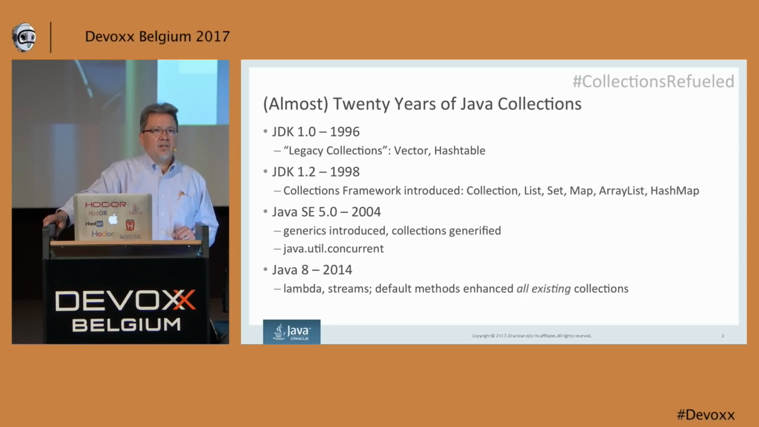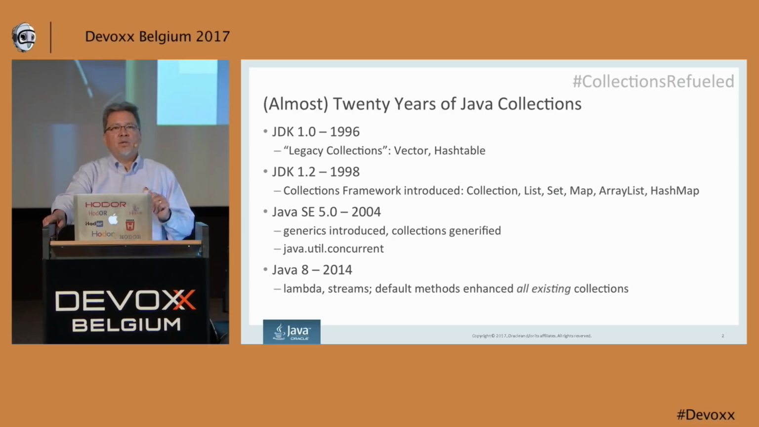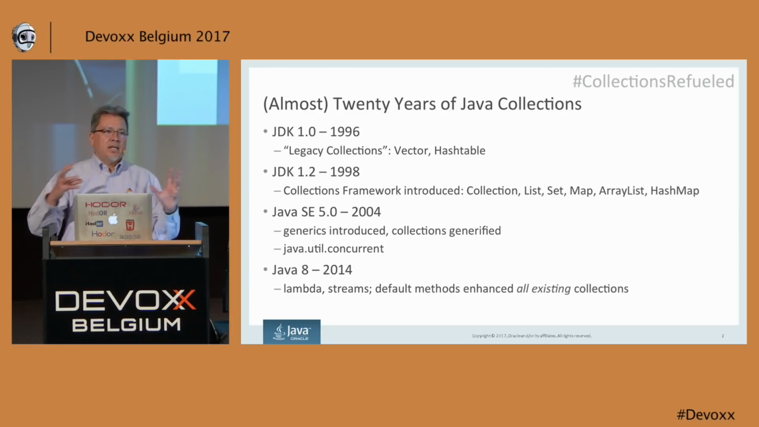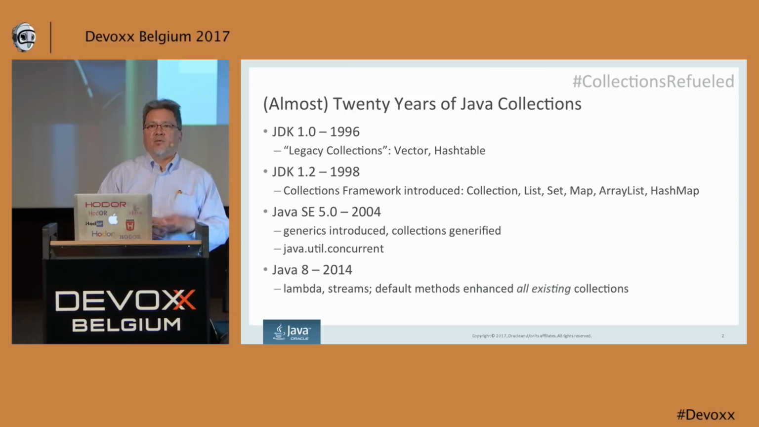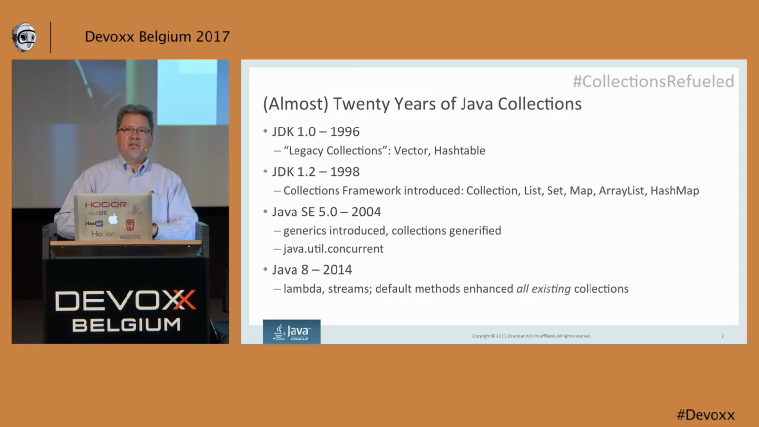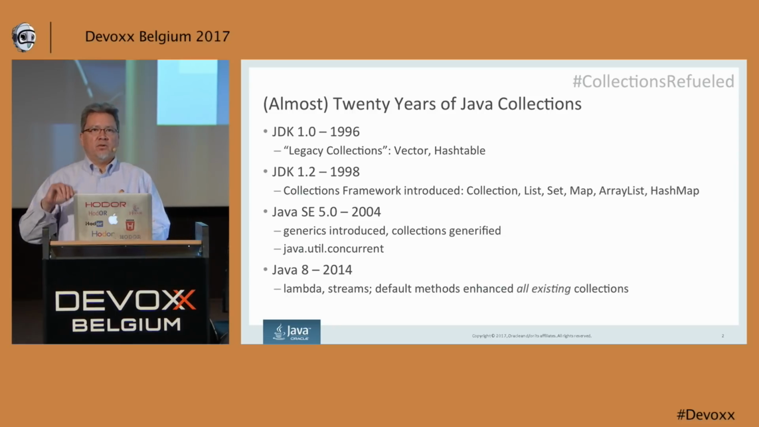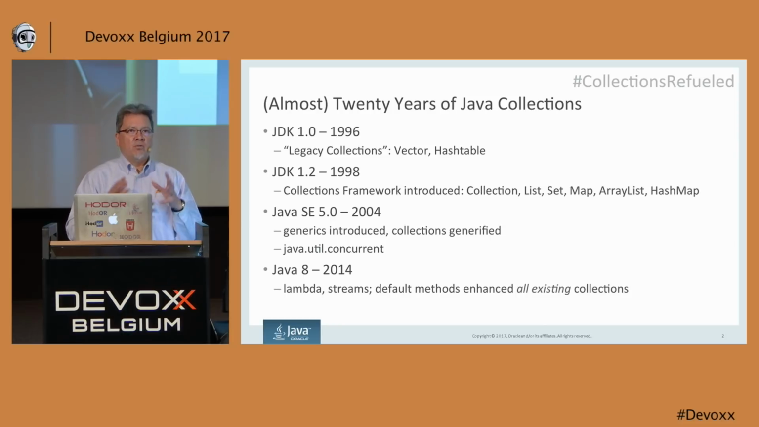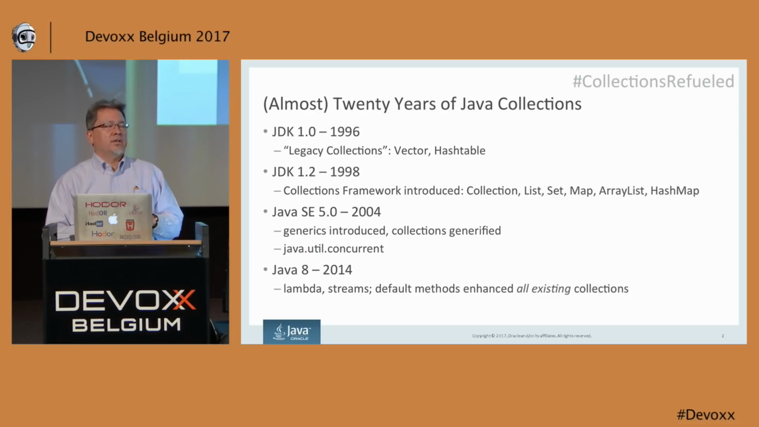And in Java 8, although we didn't actually do that much work on the collections themselves, we added lambda and streams. Streams is not formally part of the collections framework, but it works very, very well with it. Every collection can be streamed, and you have all those nice stream operations, and then at the tail end of the stream, you can collect back into a collection. That was a big enhancement that worked very well with collections.